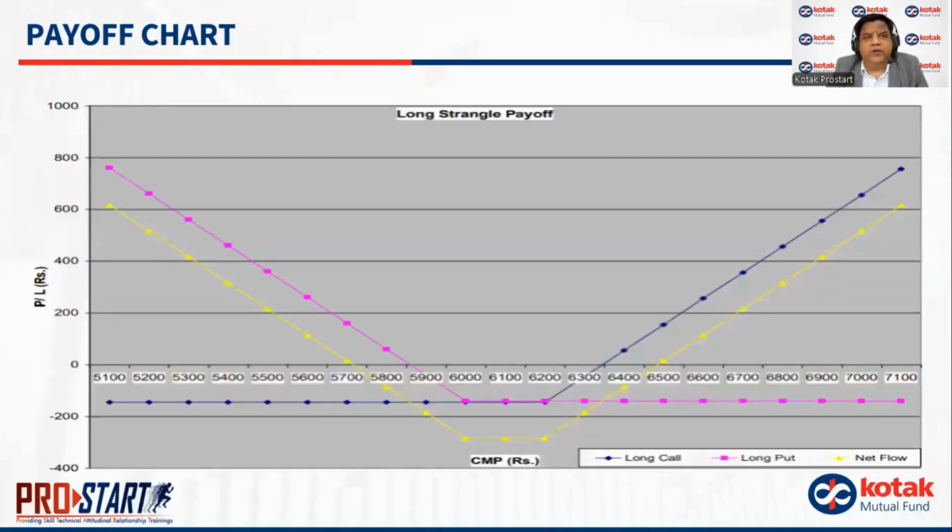If you look at the payoff chart on both sides, right as well as left, you can see unlimited profits happening, which is the typical style of a long straddle, long strangle, all of these cases. At the center, you will have a loss, which is the total premium paid in this kind of a situation.